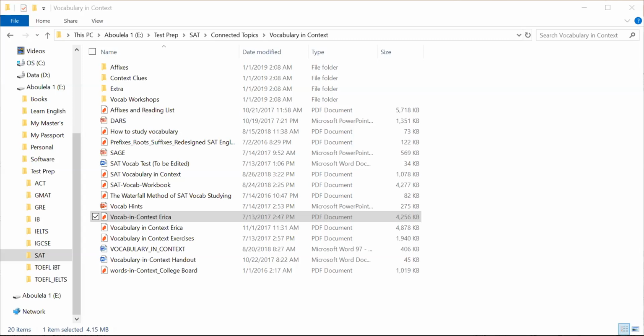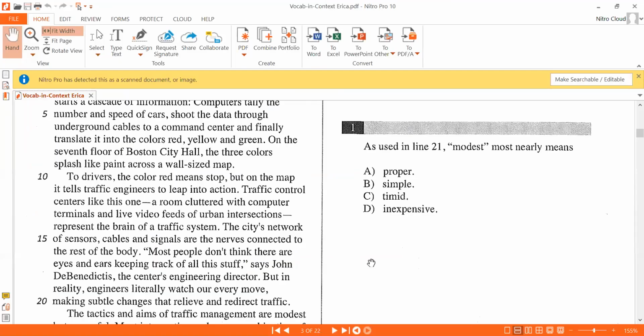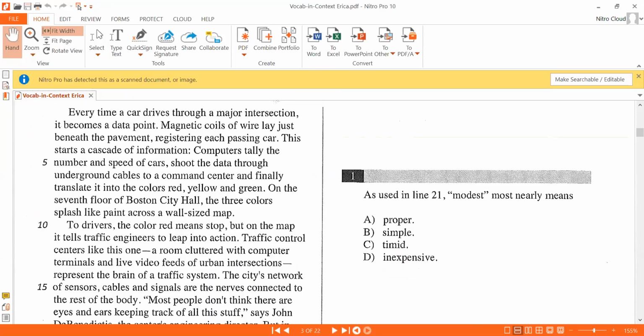So let's see an example here. As used in line 21, are you following? I can't see anything. Okay. I can't see the full question. You cannot see the question? No. Okay. Can you see the question now?